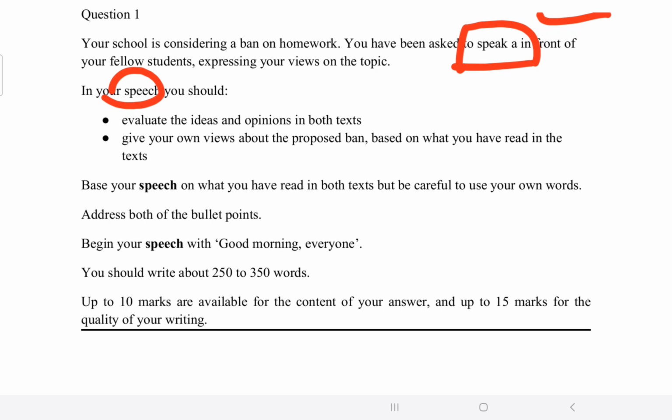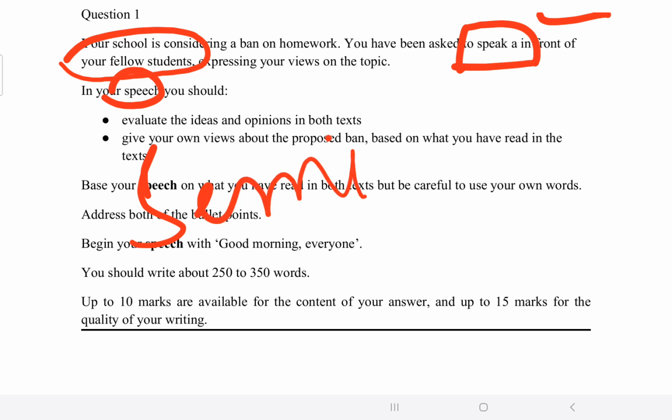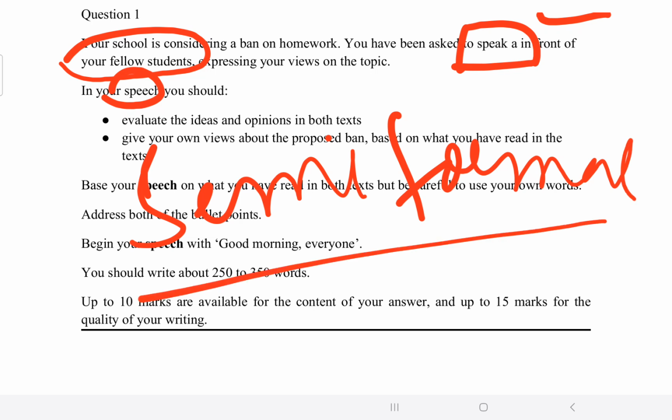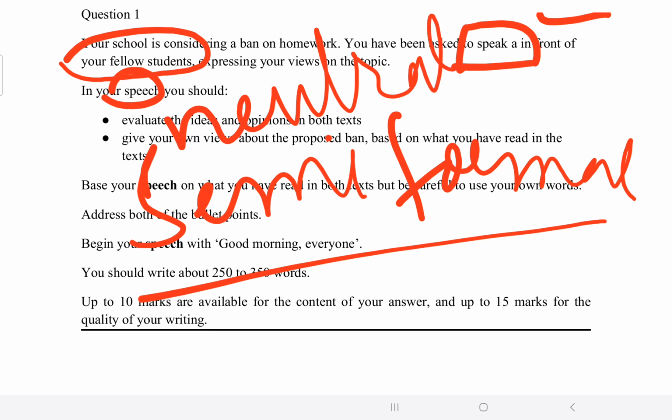Now you have to spot the audience, that is, who you are going to speak in front of. So your fellow students, young people, your class fellows, your school fellows, they are your audience. Once you know that your audience is your age fellows, your tone is going to be semi formal. Do not deliver an informal speech, there is no such thing. You have to deliver a semi formal or neutral speech. Your tone is going to be neutral if your audience is your fellow students. So adopt a neutral and semi formal tone.